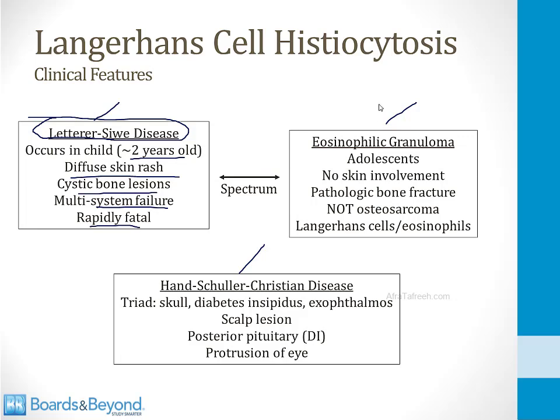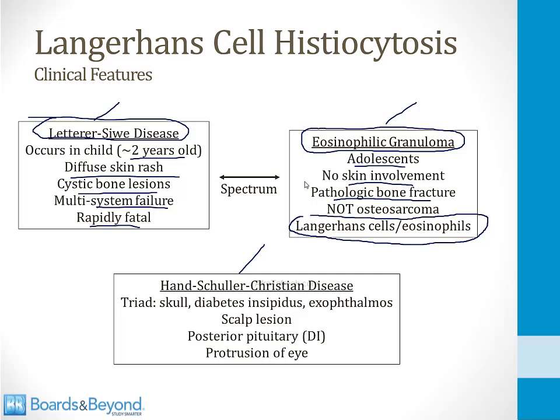At the other end of the spectrum is eosinophilic granuloma. This occurs in older children, usually adolescents. There is no skin involvement, only involvement of the bones. For that reason, it often presents as a pathologic bone fracture, and when you see a pathologic bone fracture in an adolescent, you'll often think of some bone tumor like osteosarcoma, but this is not osteosarcoma, and the way you will know that in a board question is because the biopsy specimen will describe features of Langerhans cells and also eosinophils. Eosinophils are often present, and that's why it's called eosinophilic granuloma.